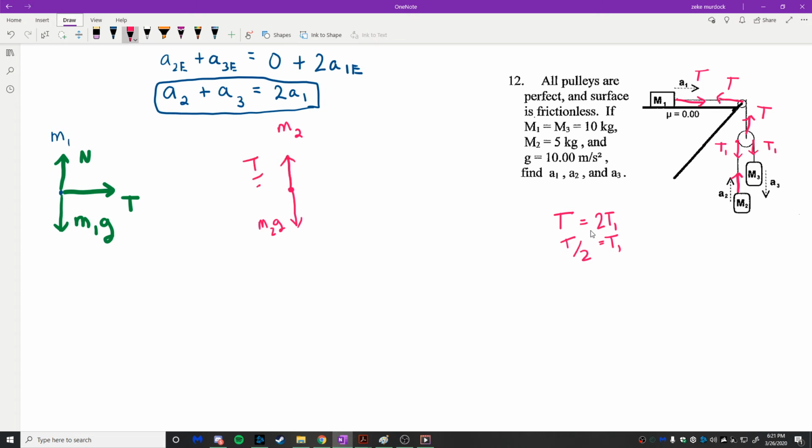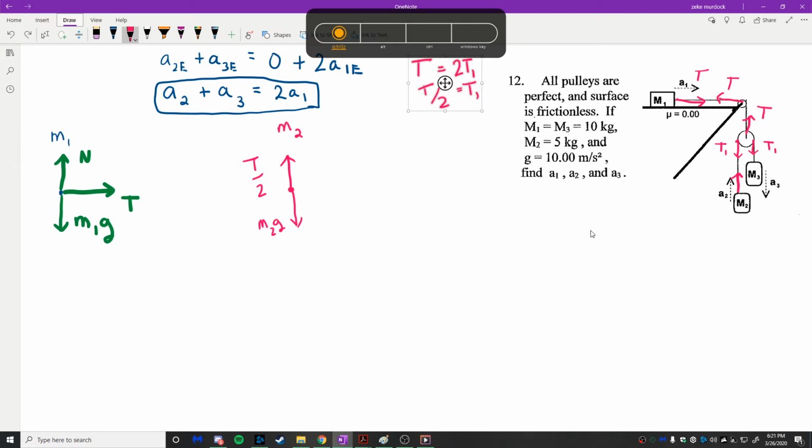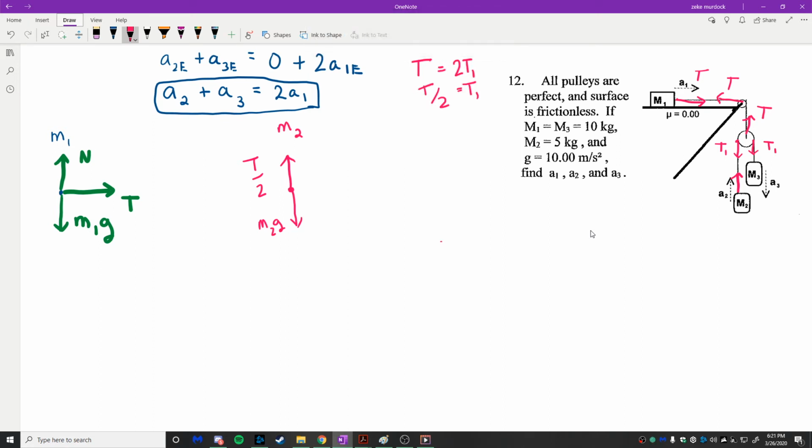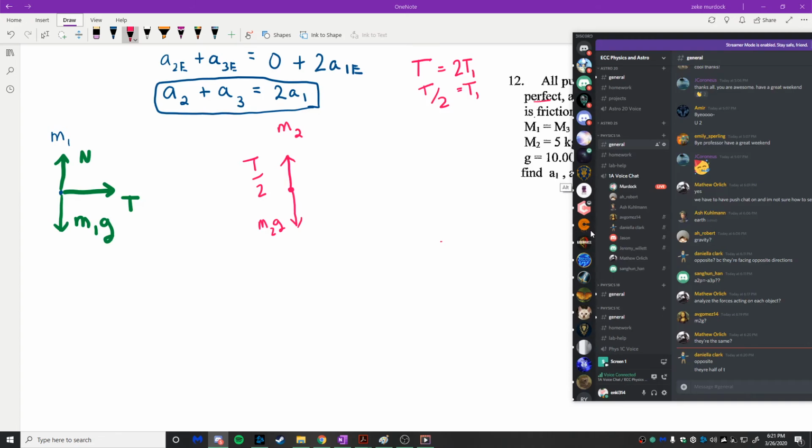Okay, so that's our forces on M2. Does anyone have any questions about that? The idea is that the pulley is treated as all pulleys are perfect, which means they're basically frictionless and have no mass. So hope that makes sense to you guys.